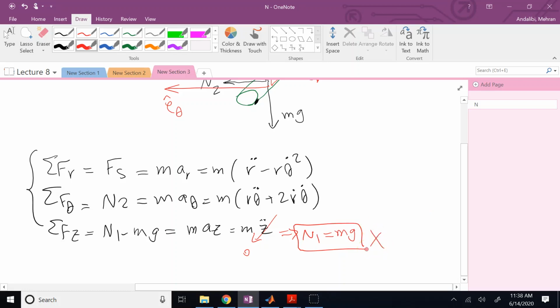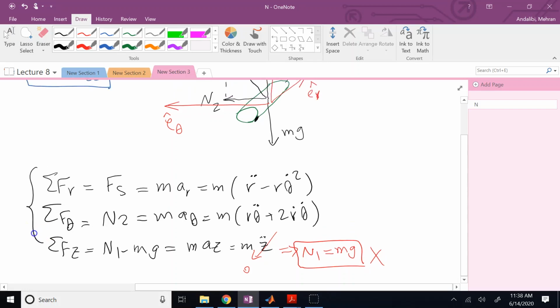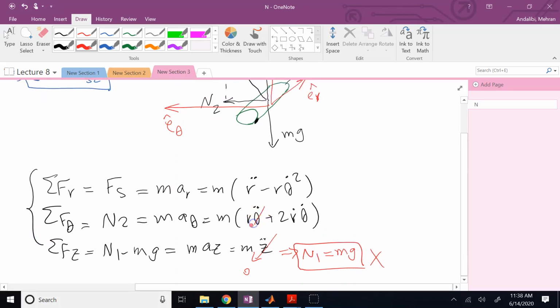In the theta direction, we have N2, and we have r theta double dot, and we know theta double dot is 0, and we have r dot and theta dot, so this gives us that N2 is equal to 2 m r dot theta dot, and theta dot was 2 pi.